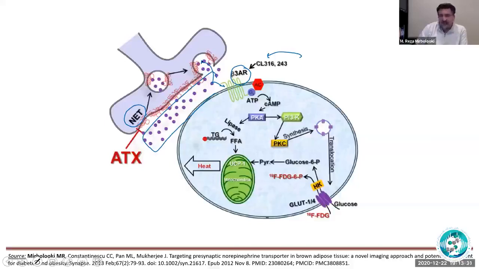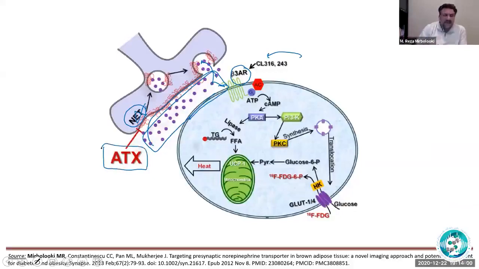Now, my idea was that if I can block this NET so it cannot be reuptaken, then the concentration of this norepinephrine will get high here, and then there will be more stimulation of this. At least this was endogenous, so I thought that the side effect will be less if we do this. Then I searched for medications that may actually block NET, and I came up with a medication called atomoxetine.